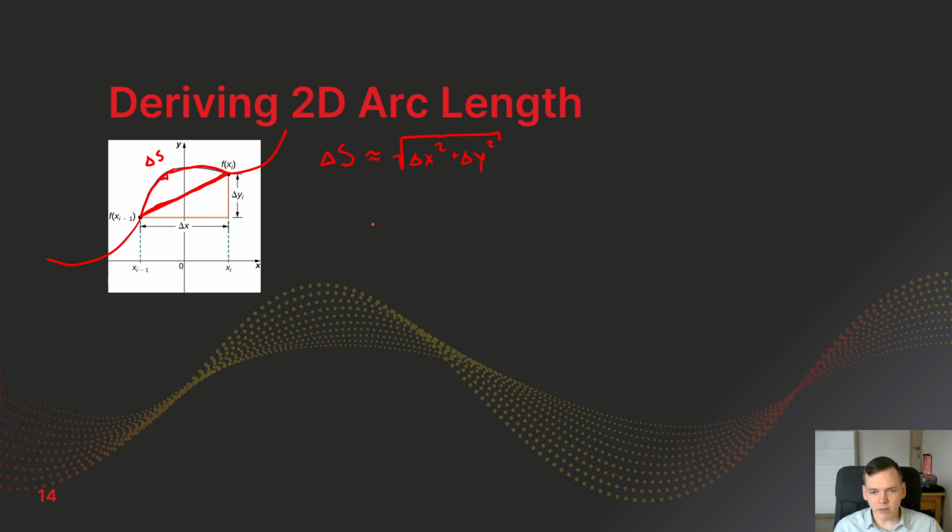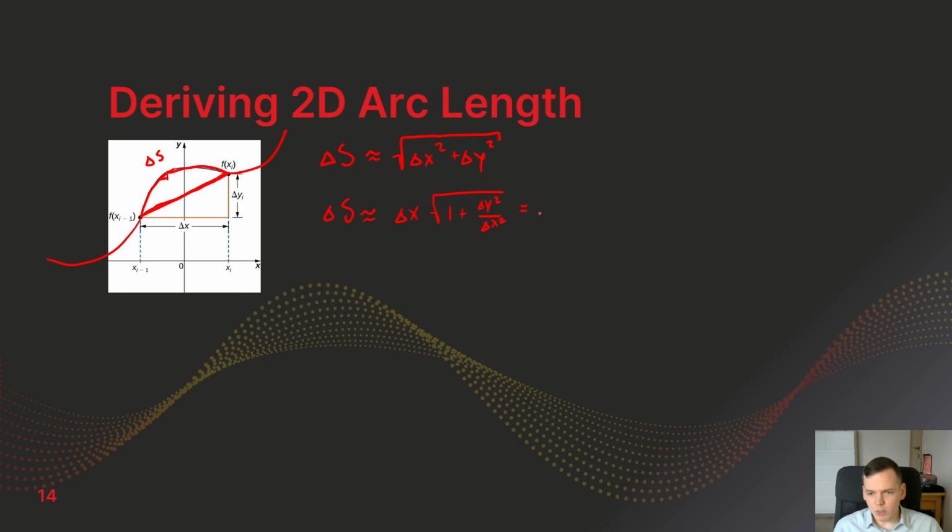Now I can factor out a delta x squared. If you're not sure why I'm doing that, don't worry, it'll become clear later. But if I factor that out, the square root of delta x squared is delta x, so I can pull it out of the square root. And I'm left with 1 plus delta y squared over delta x squared. So I basically divided both of these terms by delta x squared to factor it out, and then I pulled it out of the radical to get this expression here.